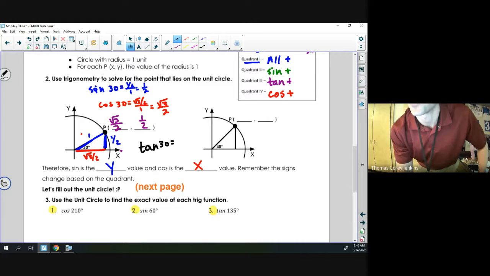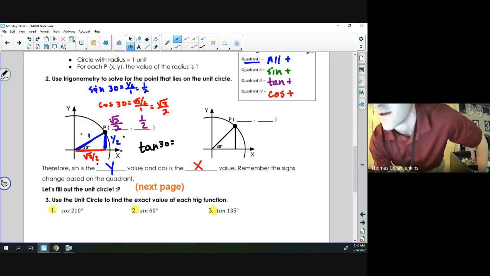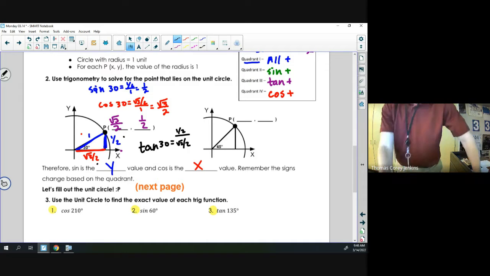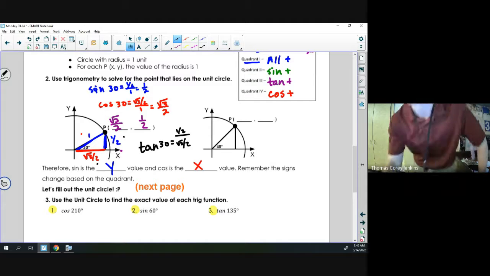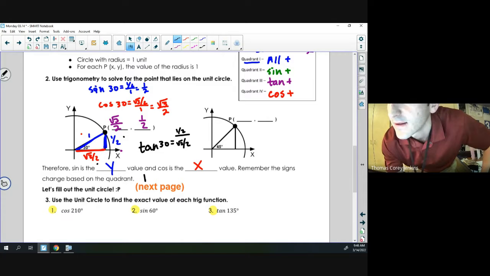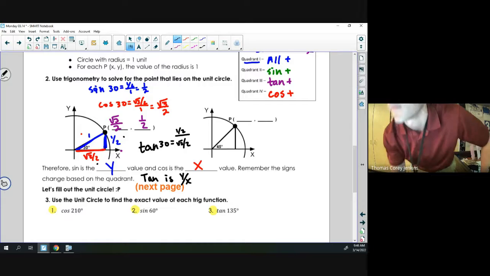All right, so tangent, we're not going to worry about cleaning this up right now, but it's opposite, 1/2, over adjacent. So 1/2 over square root of 3 over 2. Like I said, we're not going to worry about cleaning that up, but we are going to make a generalization. That is, in the case of this problem, y over x. So that's how we find tangent as well. So I would add that here. So tan is y over x.